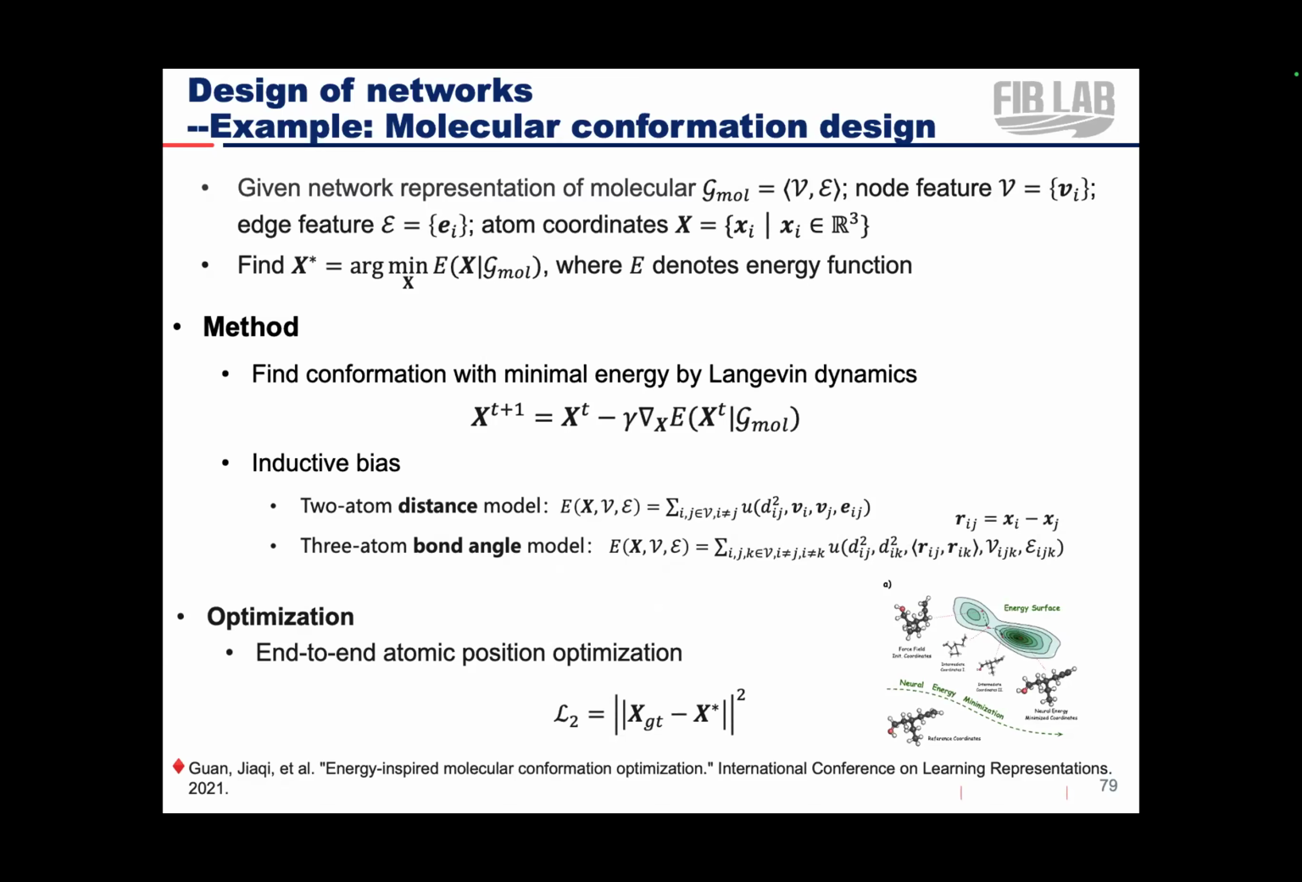2-atom distance model and also the 3-atom bond angle model. All these are based on physical knowledge, and by integrating this kind of inductive bias, their model can be more robust, especially in limited data scenarios.